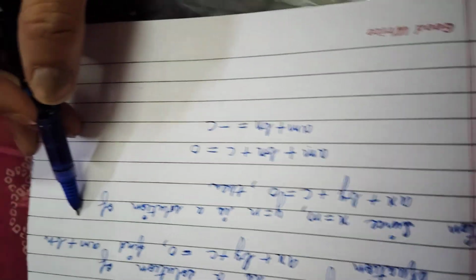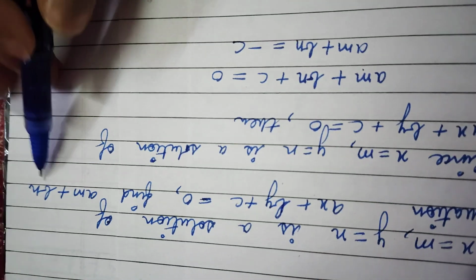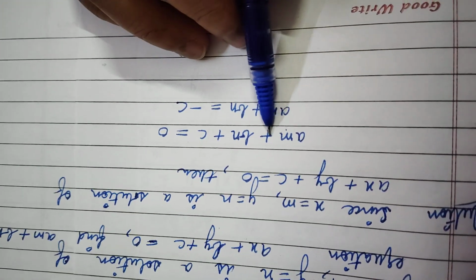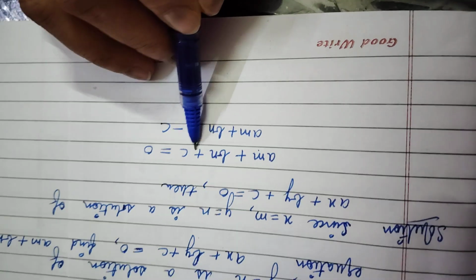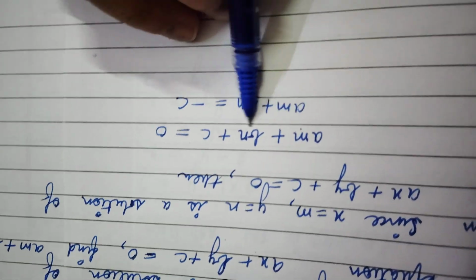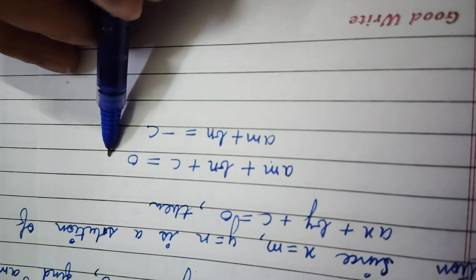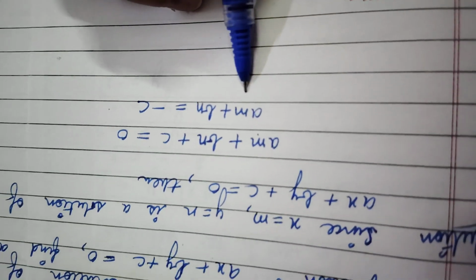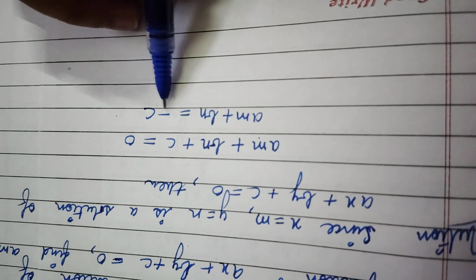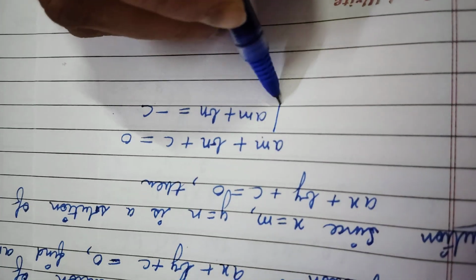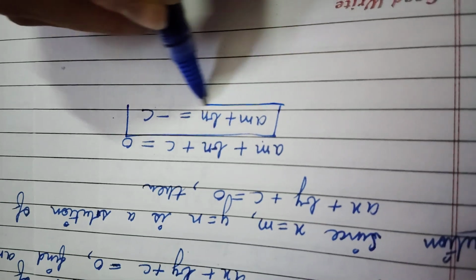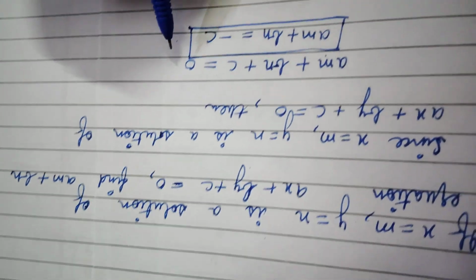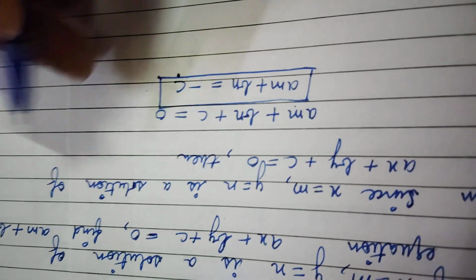In this question, we have to find the value of am plus bn. So am plus bn will remain as it is, plus c equal to 0. We have to find out the value of this, so take c on the RHS side. So this plus will become minus. So am plus bn is equal to minus c. We have to leave it here as it is because we have to find the value of am plus bn.